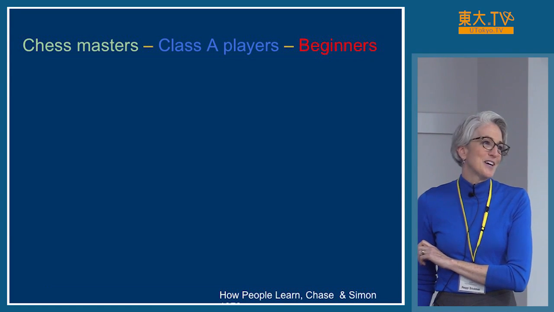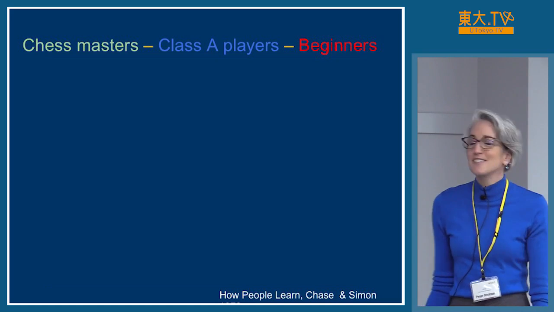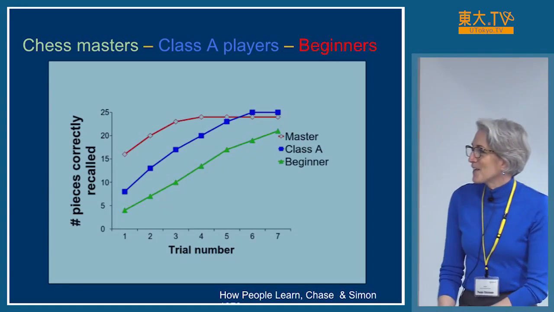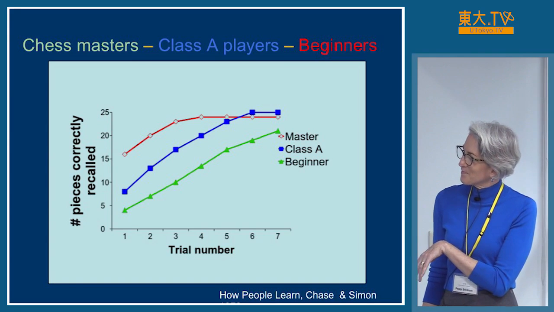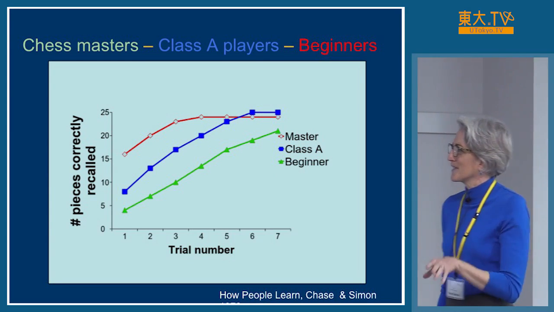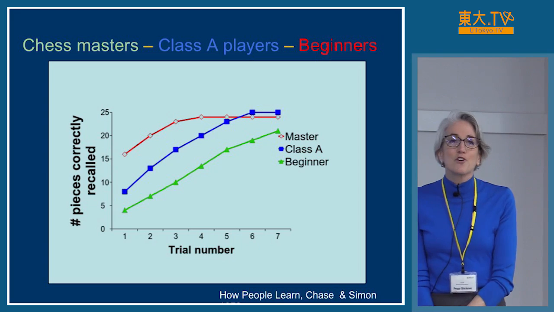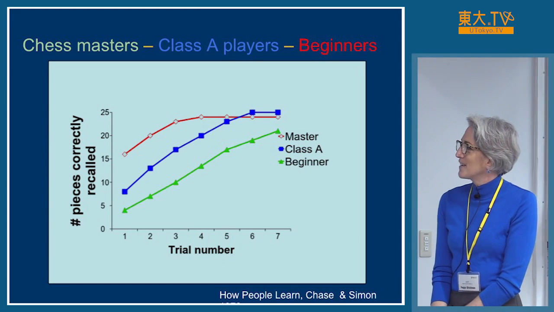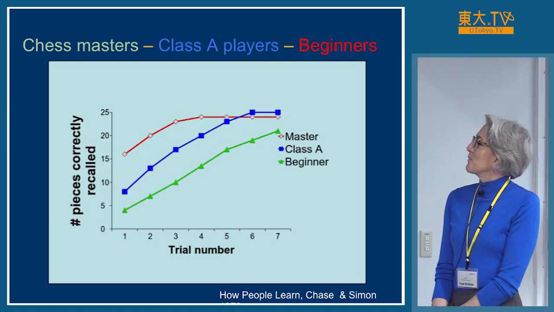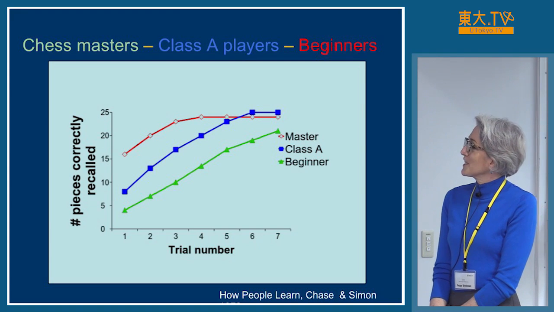What do you know? No, right? Chess masters. So that's what they found. This is the number of pieces that they recalled correctly. They had 25 total pieces. We only had 22. And then they gave them different trial numbers. And you can see that the chess masters, in red, are our chess masters.